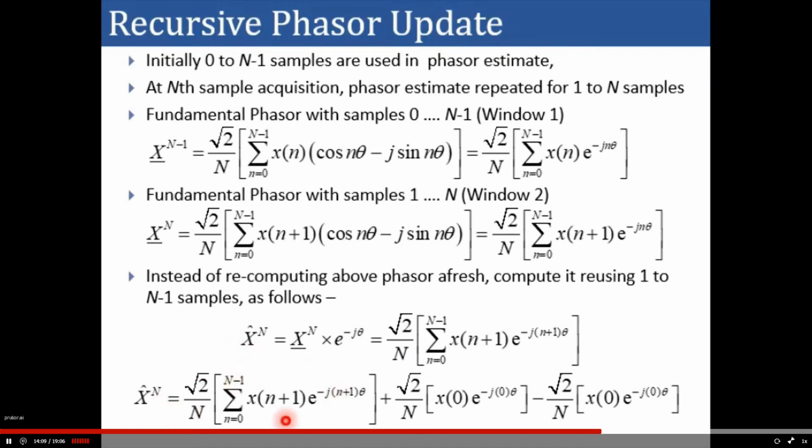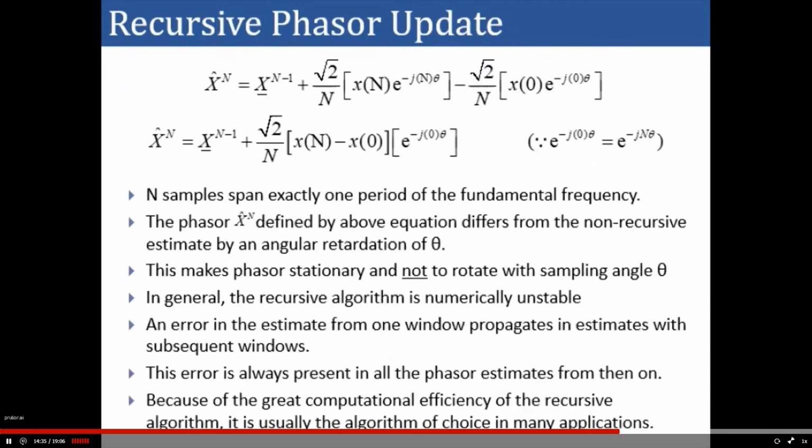So in x cap n, what we will do now? We will add and subtract the value of root 2 by n x naught e to the power minus j 0 theta. When we add and subtract, it will not have any impact on the value. Now let's see what will be the value of x cap n. X cap n can be written as xn minus 1, because what is there in the bracket is nothing but the value of the phasor which was estimated in window 1.